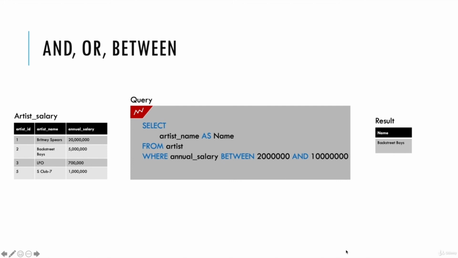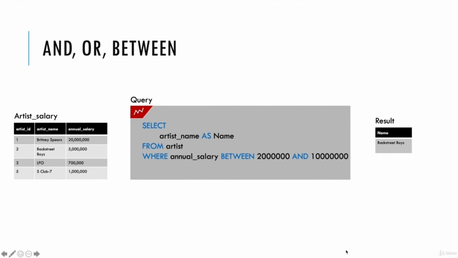And finally, let's talk about between. So in addition to greater than, less than, you could do where annual salary greater than this and annual salary less than this, but you can just use the between. So this works really well with numeric and date values. And you can basically say, bring me back all the results where annual salary falls between these two numbers.